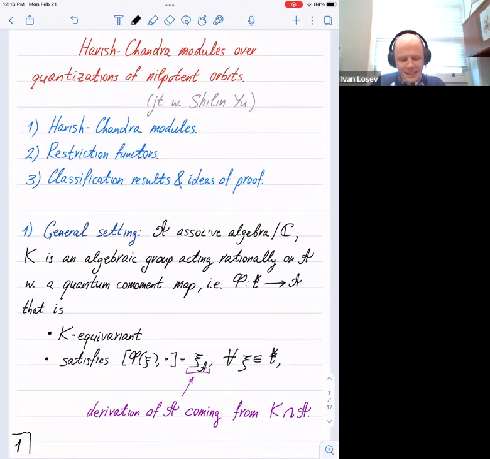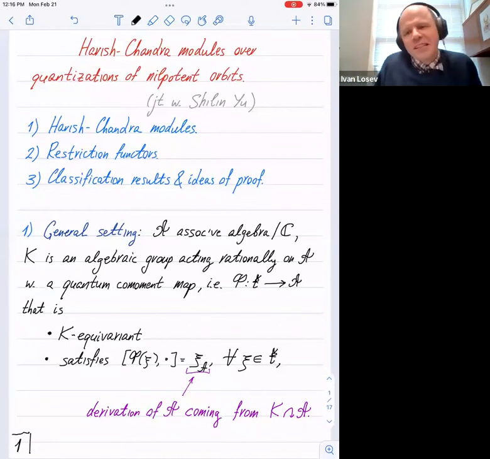The title is Harish-Chandra modules of quantizations of nilpotent orbits, and it's an attempt, let's put it this way, to algebraically understand unitary representations of real groups, or at least understand some algebraic objects, or I should say algebro-geometric objects, supposedly related to unitary representations.